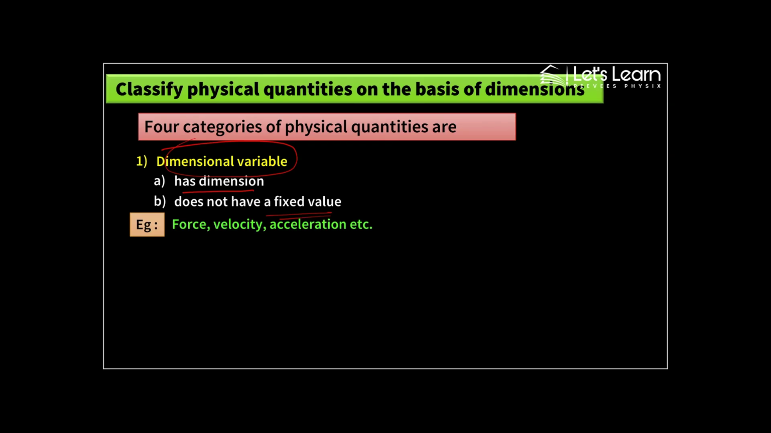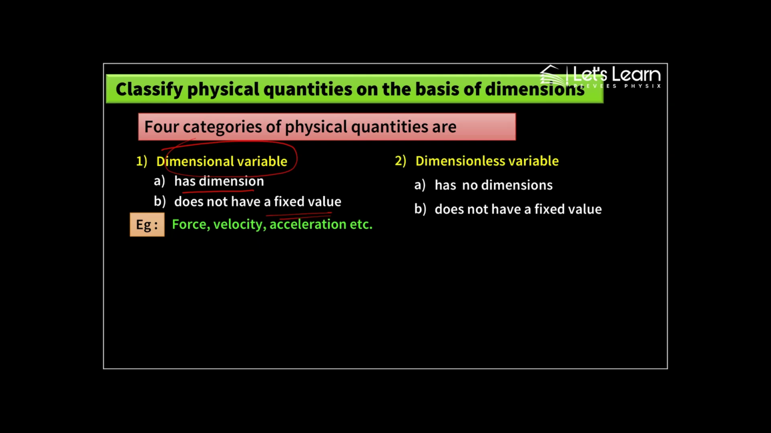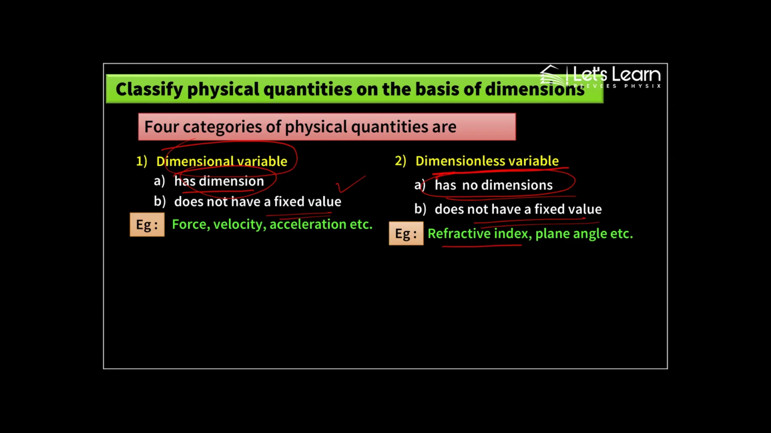Examples are all the measurable quantities like force, velocity, acceleration, etc. They have dimensions, but the value is not fixed. The second set is dimensionless variables, which means no dimension, but no fixed value at all. Refractive index, which we learned before, is the ratio of speeds, so it has no dimension and no fixed value. Water has a refractive index of 1.3, glass has a refractive index of 1.5. Plane angle, solid angle, etc.